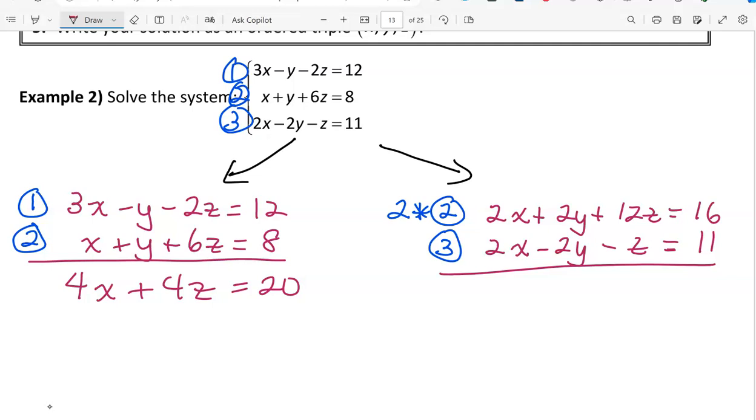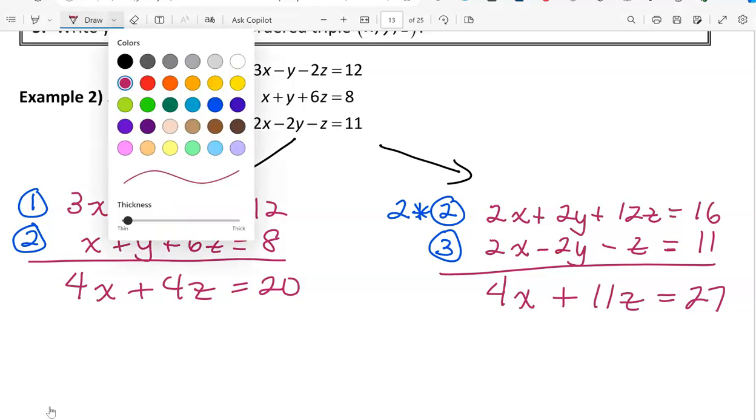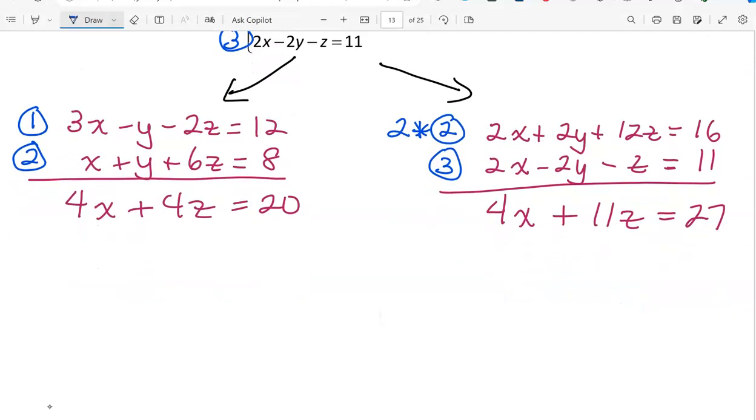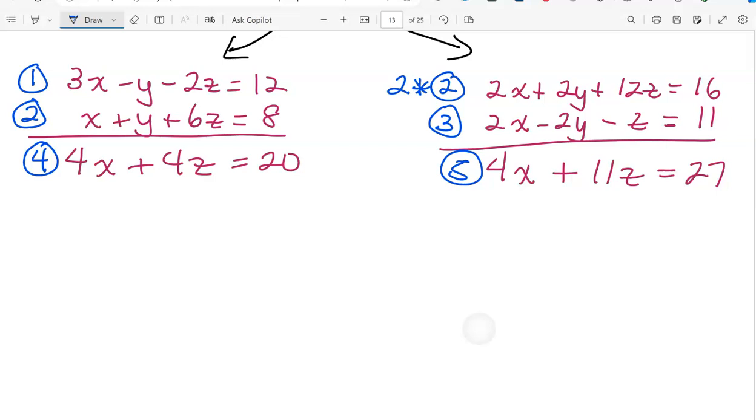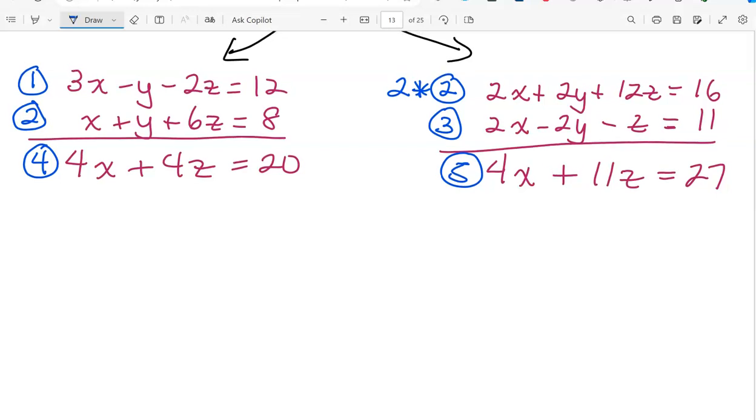Now we're going to add the two equations together, and we get 4x, y's go away, plus 11 times z is equal to 27. I'm going to number our new equations. Since we numbered the equations so far 1, 2, and 3, we can call the newly formed ones 4 and 5, just for reference again. And looking at that pair of equations, what you'll notice is that we now have a system of equations, 4 and 5, that have only two variables in them, x and z. So I'm going to take equation number 4 and 5 and combine them together.